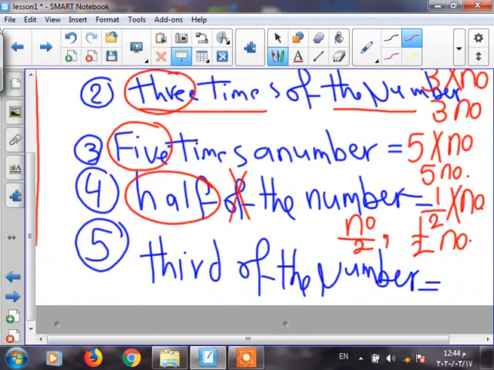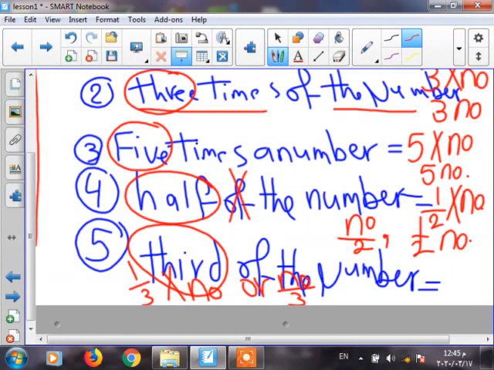Third of the number. That means number 1, I have here third. What is the meaning of third? I have here 1 over 3, third of any number. Or I can write it another way, the number divided by 3. If I say to you third of the number 9, that means third times 9, it will be equal to 3. Or can I make 9 divided by 3? So the result will also be equal to 3.